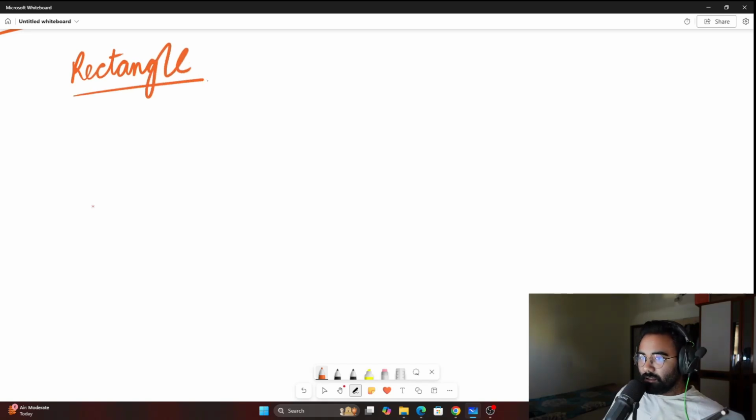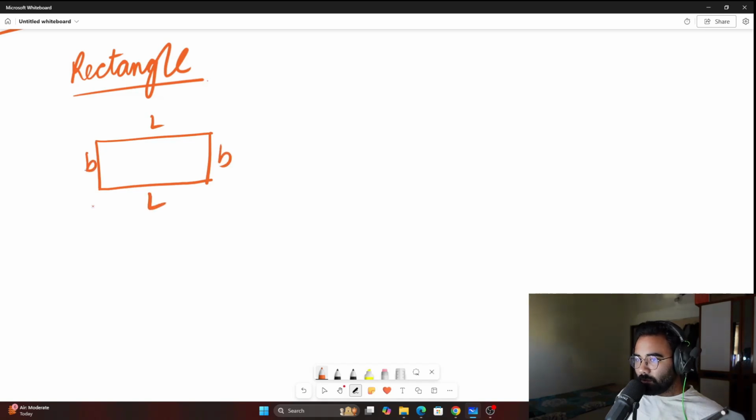Rectangle is the same as square, but it has only two sides that are equal. That is, only the opposite sides are equal. If this is length, this is length, this is breadth, this is breadth. So if this is 5, this will be 5. If this is 2, this will be 2 as well. So just a brief recap of the previous video.